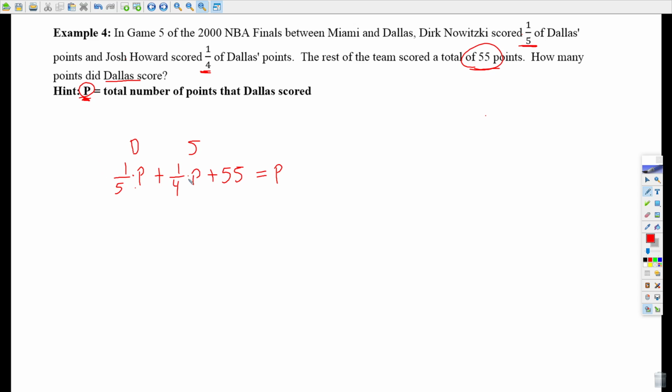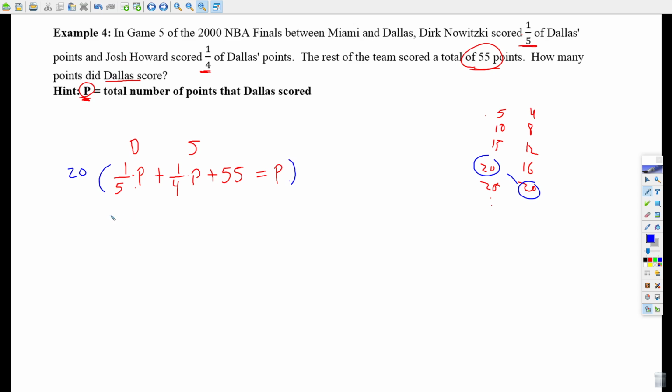So how do we get rid of the fractions? Because we don't like them. Least common multiple. So off to the side, we have 5, 10, 15, 20, 25. You can keep going. We have 4, 8, 12, 16, 20. There it is. 20 and 20. That's the least common multiple. So we multiply both sides, the entirety, by 20. So distribute that to absolutely everything there.